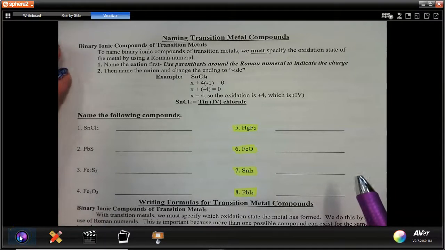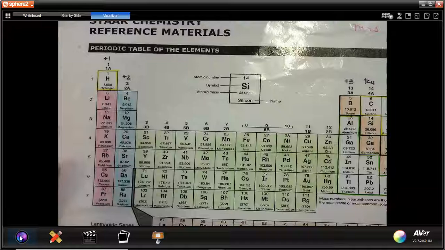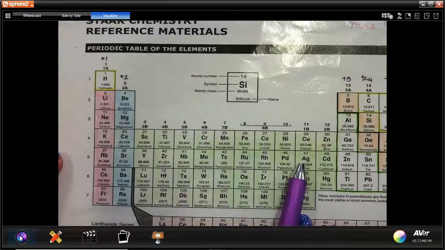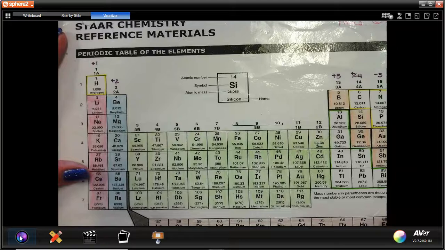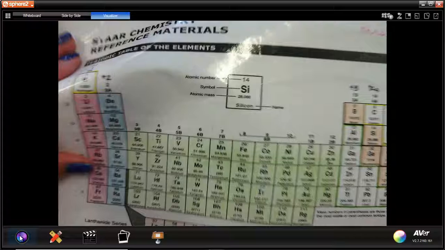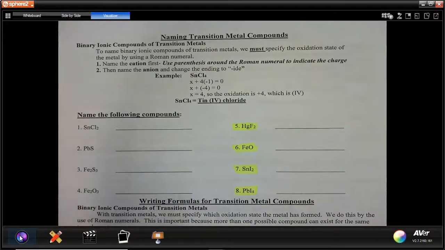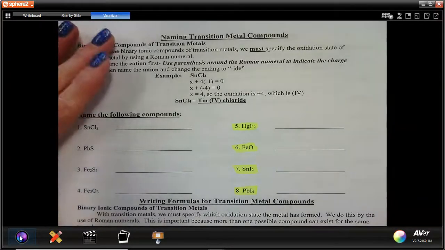Hey, this is the practice homework for naming transition metals and writing formulas for transition metals. These are a little tricky. Transition metals, you'll find them in the middle of your periodic table. Okay, mine's colored green right here. They don't have a standard single oxidation number, so you have to find their oxidation number. They're variable valence metals, which means they can have varying valence numbers.